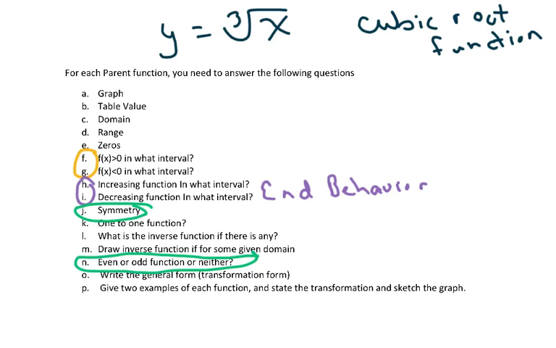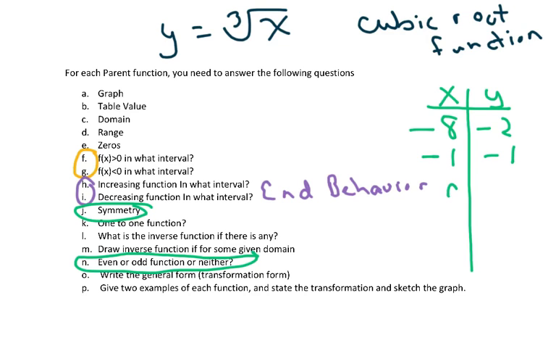Basically, let me do the table of values here. I'm going to pick a good table of values. So I'm going to do cubes. So I'm going to do a -8. Cube root of -8 is -2. And the cube root of -1 is -1. And then cube root of 1 is 1. And cube root of 8 is 2.